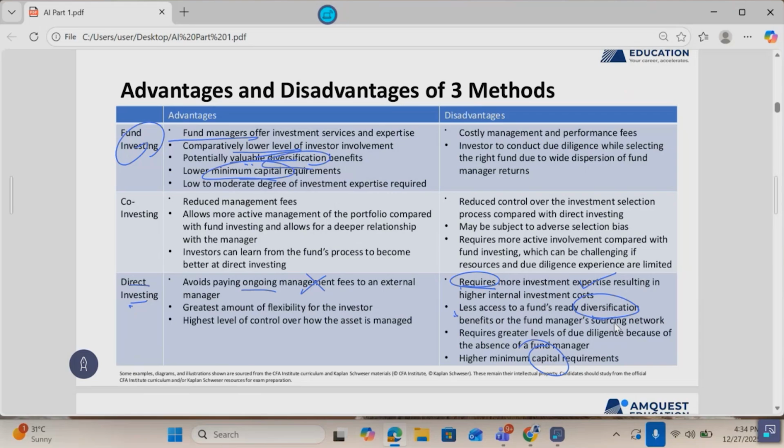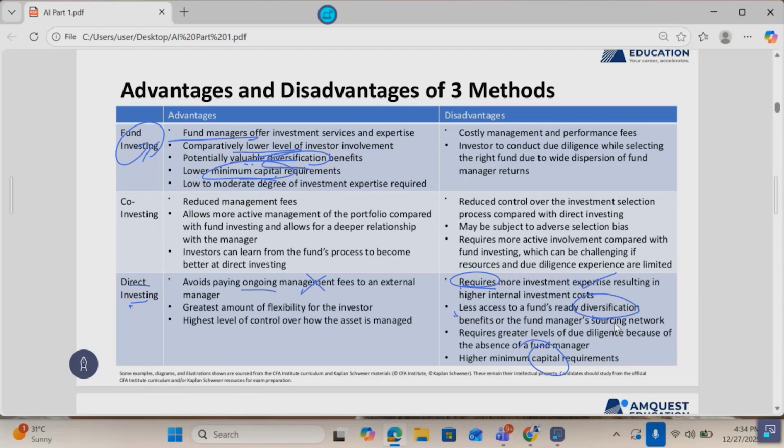You can invest like 50 lakhs. Here you have to invest straight 1 crore, 2 crores. You can invest a smaller amount and still get an exposure. So the disadvantages in direct investing are completely offset, and they become the advantages when you're doing fund investing.